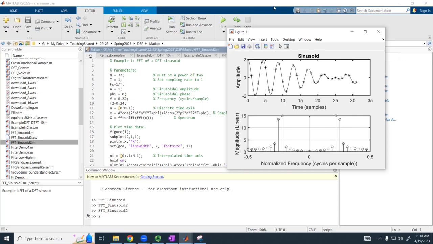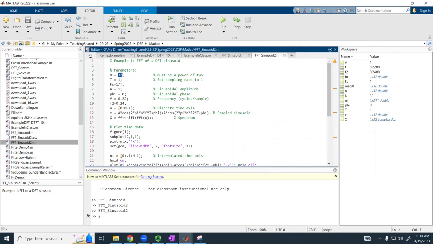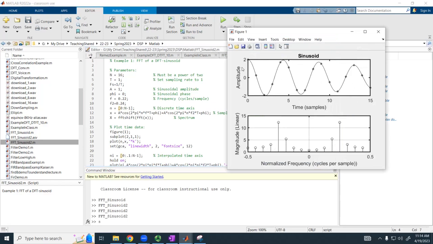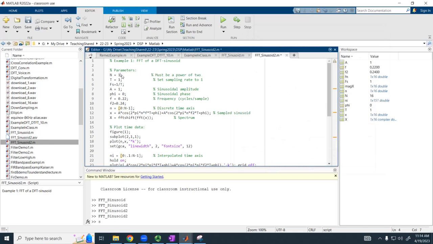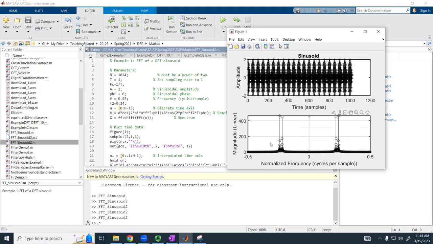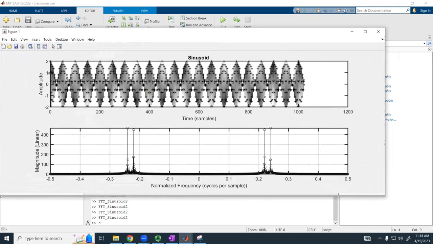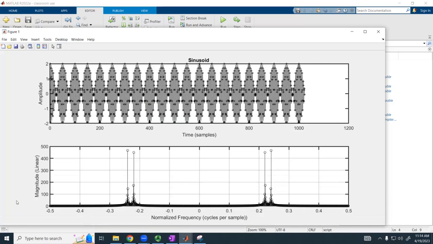Now, if I choose n to be very small, I'm not going to be able to separate these from each other. So, for instance, n equal to 16, it looks like I have only one sinusoidal signal. However, if I increase n, if I have n equal to 1024 and I run it, you can see now that I can see clearly the two signals, the two sinusoids.